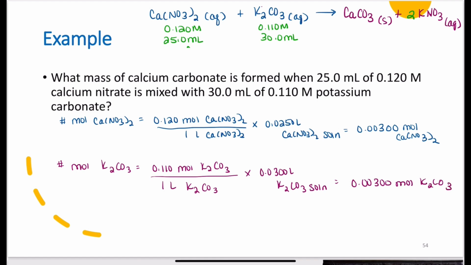Now I'm going to compare the two and see which one my limiting reactant is. Students always get creeped out by the way I pick them. It doesn't matter. I just pick the first one. I always just say, if my first reactant that I've written down in the reaction is my limiting reactant, how much of the other one do I need?